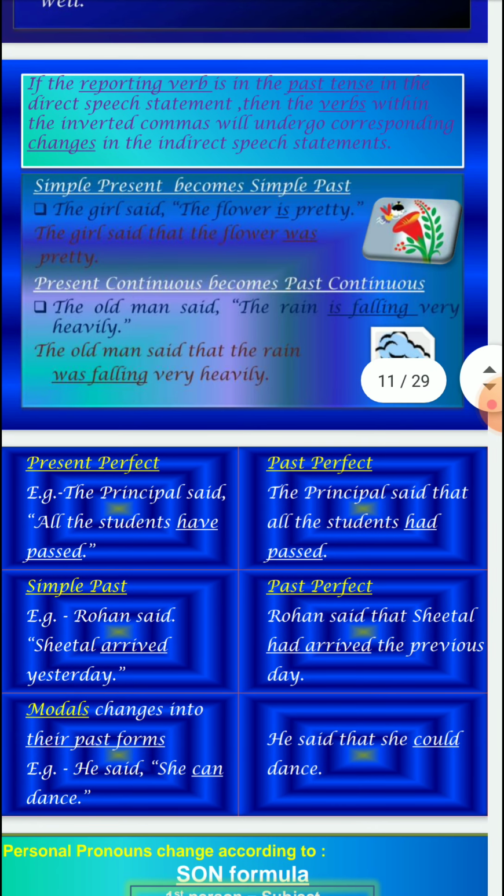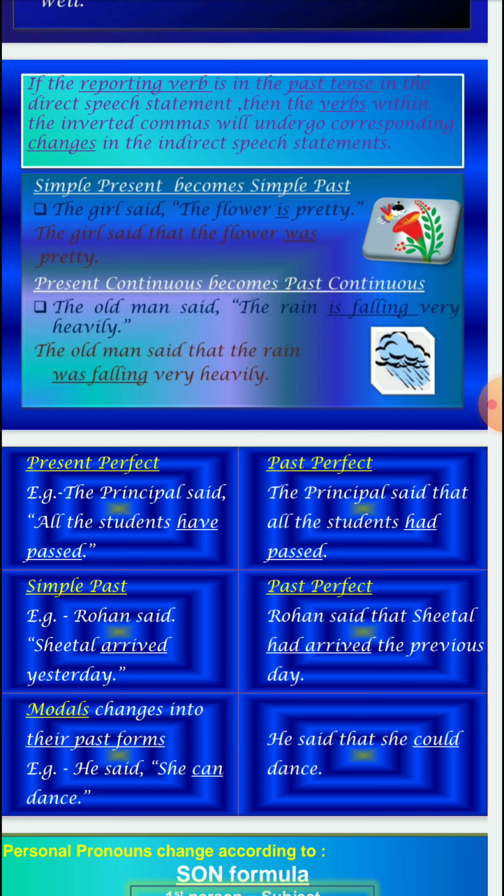Let us consider an example first. The girl said the flower is pretty. The girl said that the flower was pretty. See, is pretty becomes was pretty. Is pretty is simple present tense. So simple present becomes simple past.